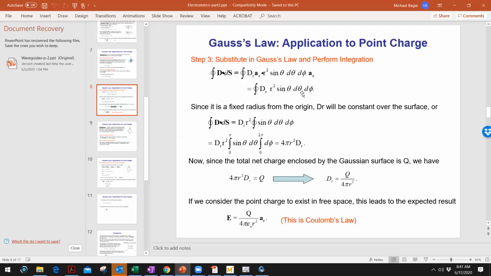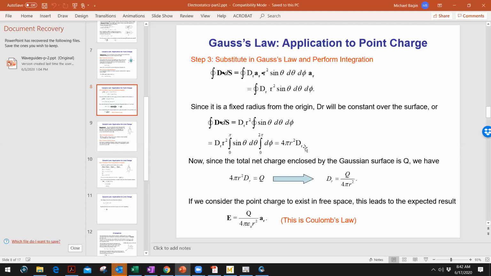And when you integrate sine theta d theta, you get minus cosine theta, and you evaluate it from 0 to pi, and you get 2 out of it. So it's going to be 2 times 2 pi, or 4 pi. And that's what he does here. He just says this entire integration comes down to 4 pi r squared D_r. Follow me? And that's just the surface area of a sphere.